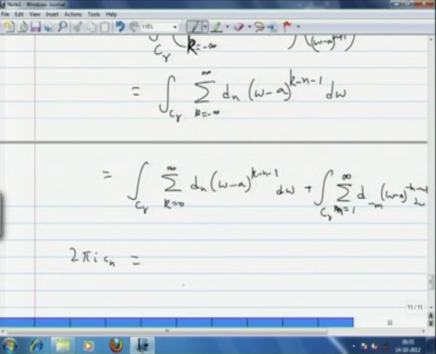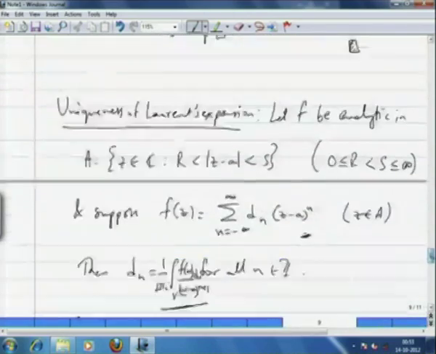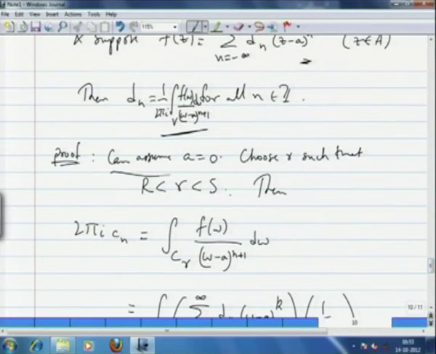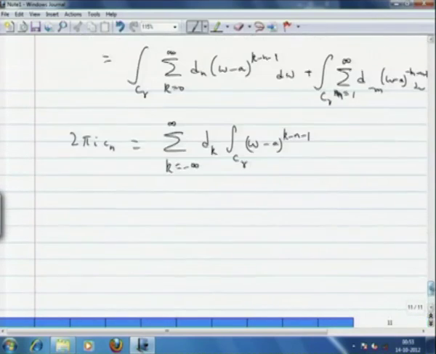Okay. And then this 2 pi i times c n now is equal to, once again I will invoke that theorem which exchanges the order of summation and integration. So, that gives me the sum over k equals minus infinity through infinity of d k times the integration over C r of (w minus a) power k minus n minus 1. Okay. So, I actually never used the fact that I can assume that a is equal to 0, so I actually can eliminate that. I have been doing this around a itself.